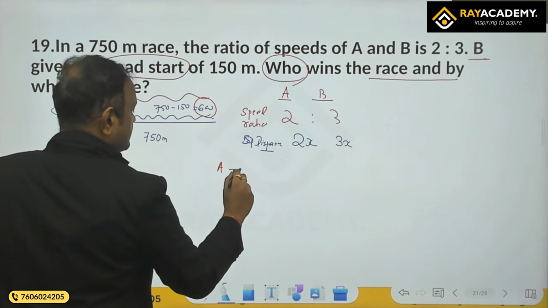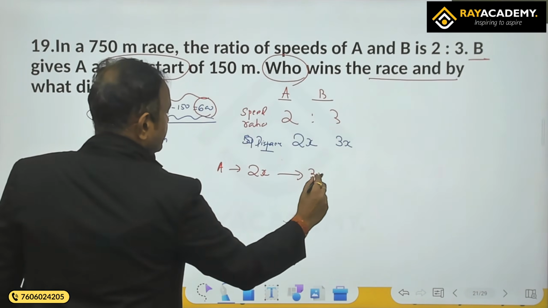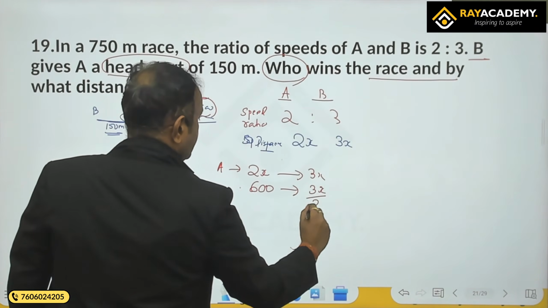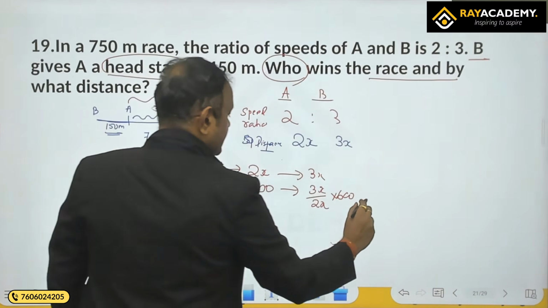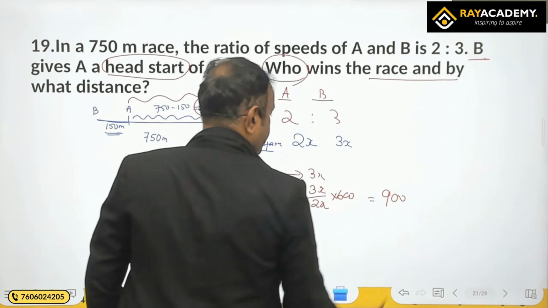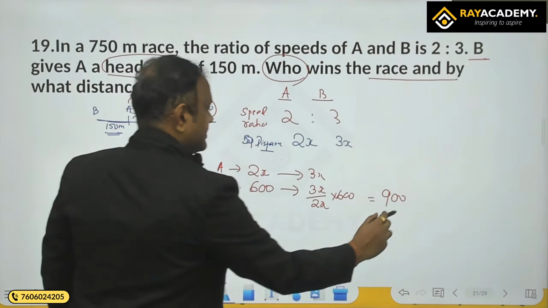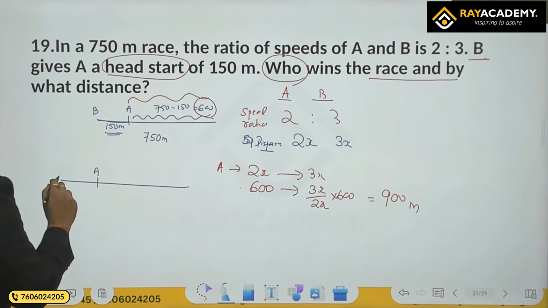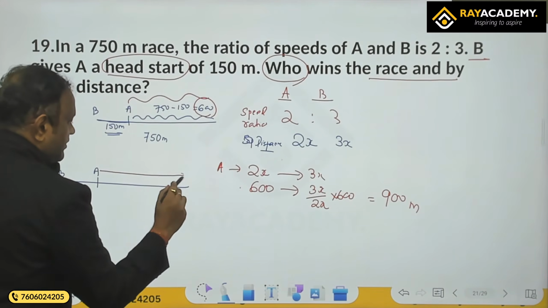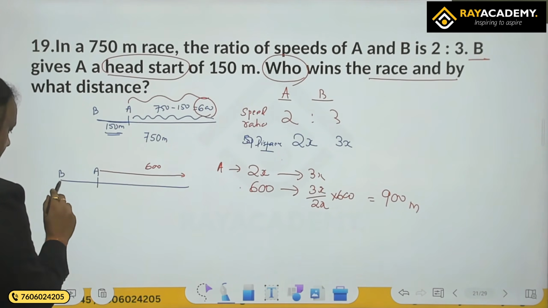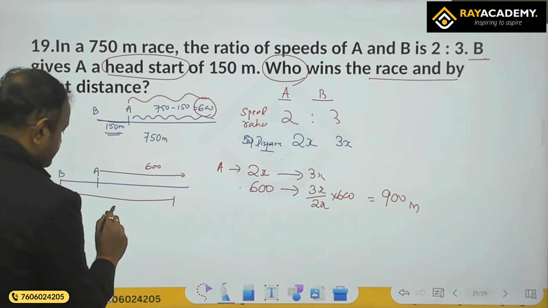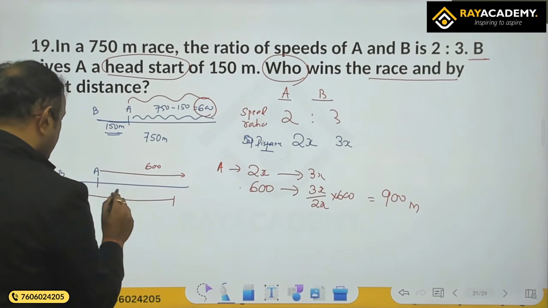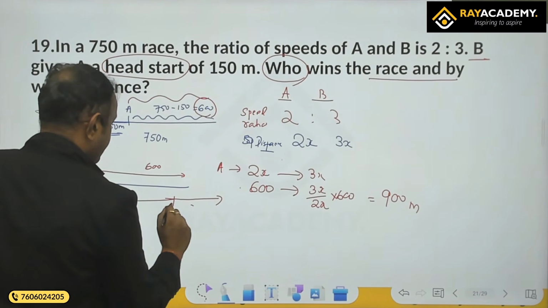When a goes 2x, b goes 3x. When a goes 600, b goes 3x by 2x into 600, that is 900 meter. Okay, so you see what is the scenario. A is here, b is here. A travels the full 600, b travels 900 from here, so somewhere here.